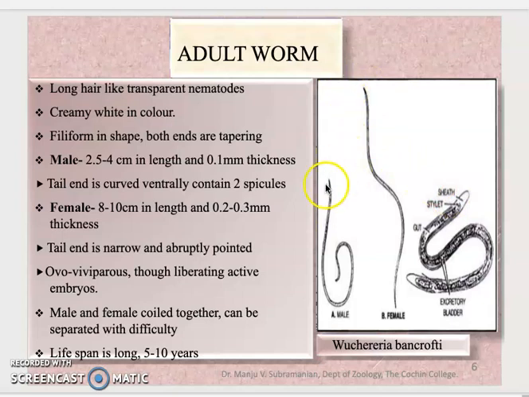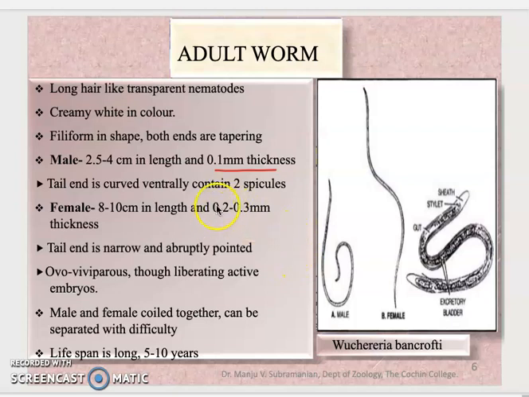And the male worm is about 2.5 to 4 centimeters in length, and about 0.1 millimeter in thickness. Both the worms are filiform in shape, that is both the ends are tapering. They are creamy white in color, and they are transparent nematodes. They appear like long hair-like structures. Okay, they are very thin.